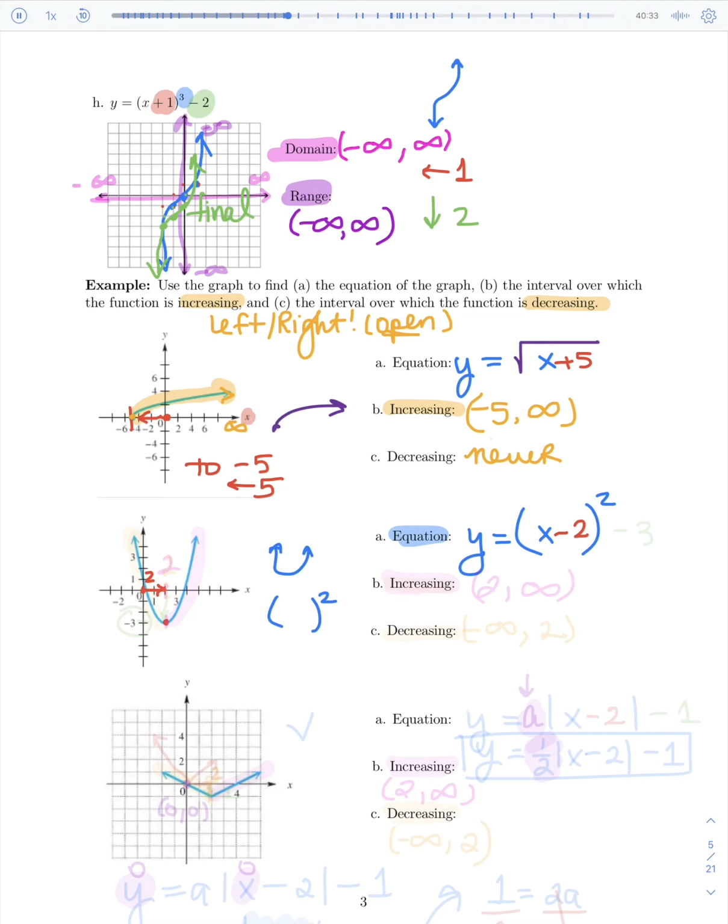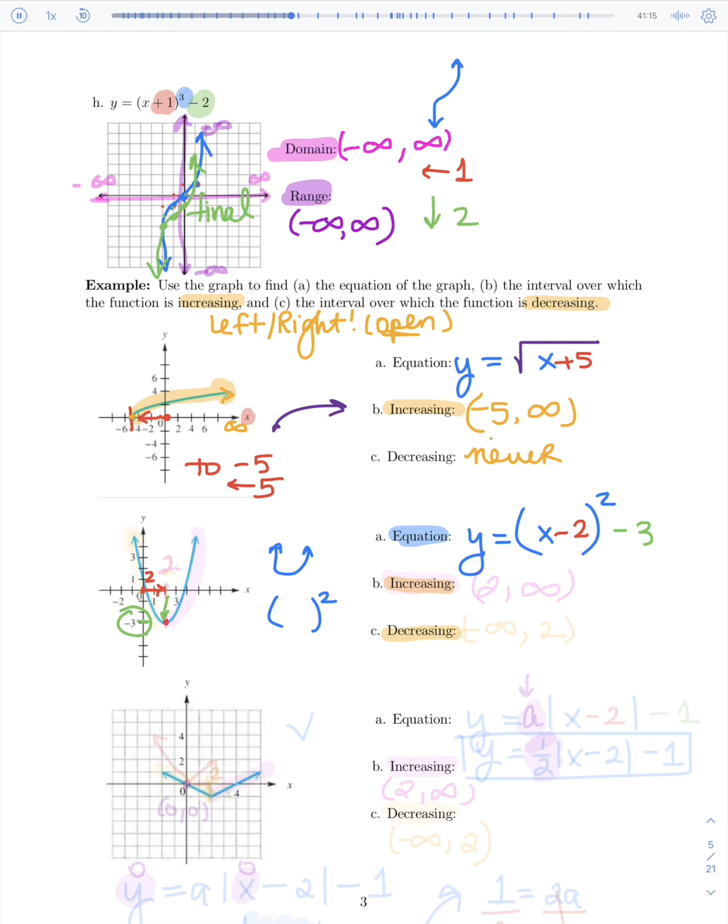Now the question is, how much has it been shifted up or down? Well, notice it's been shifted down to, let's see, what is that? It's a -3. So remember, up or down gets put on the outside of whatever it is, in this case a squared, and it's exactly what you would think. So because you went down to -3, you're going to put a -3 on the outside. But that's it. Now this one's a little bit different with the increasing and decreasing, because part of the graph is increasing, part of the graph is decreasing.